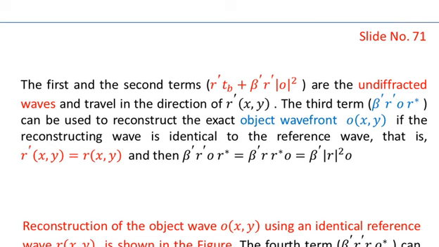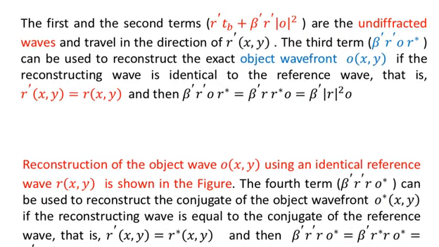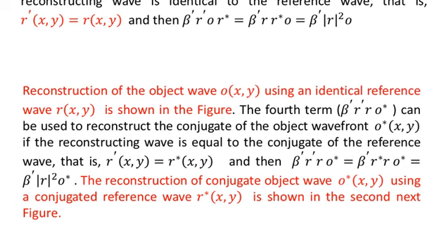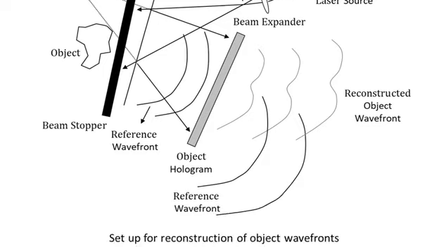This O is actually the object beam that will be reconstructed, because r mod square is a constant contribution and beta prime is also a constant. So O, the object beam, can be recovered when the reconstructing wave r prime is exactly equal to the reference beam that we used in the construction process. Now the reconstruction of the object wave O using an identical reference wave r is shown in the figure. We shall be discussing this figure.